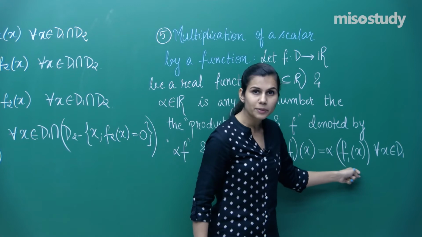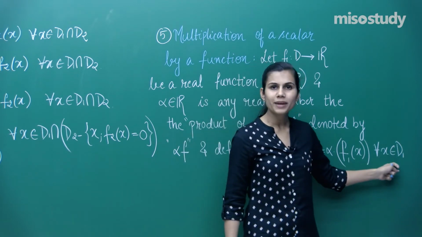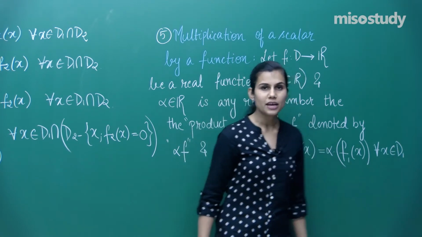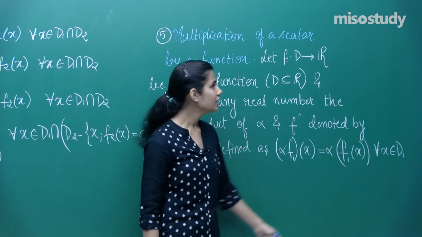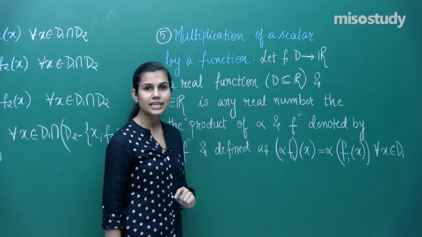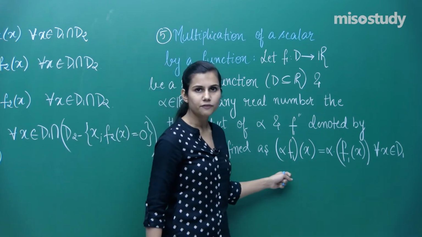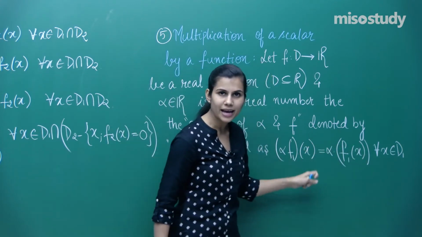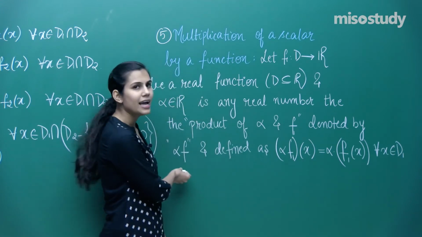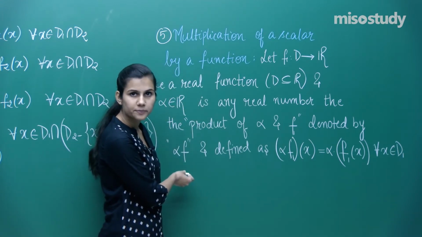And f1 of x will be real only when x belongs to the domain of f1, that is D1, and therefore this particular function, which is known as multiplication of a scalar by a function or real function, is again a function behaving in this manner and denoted by alpha into f.